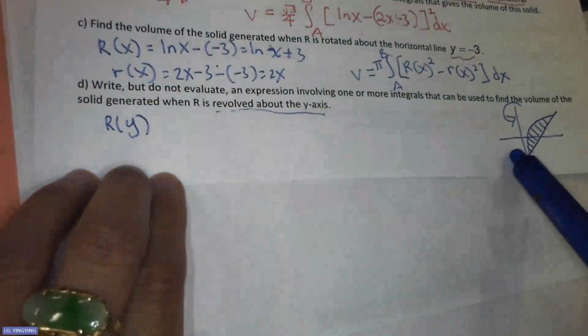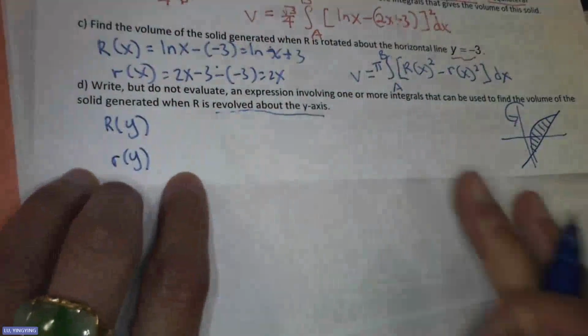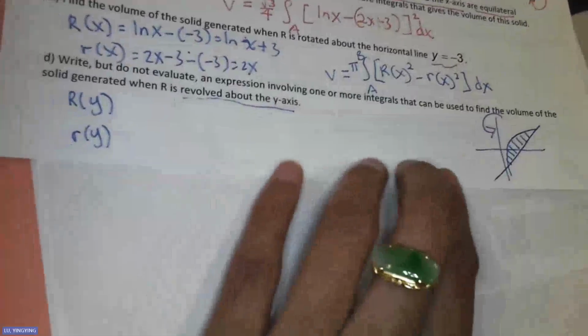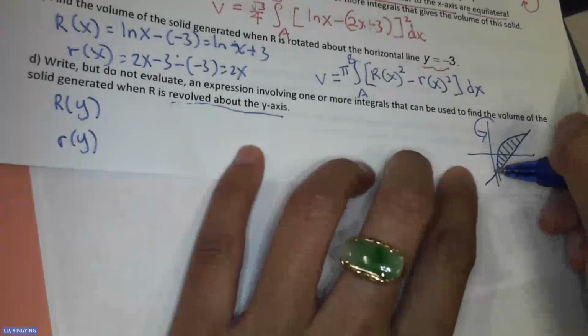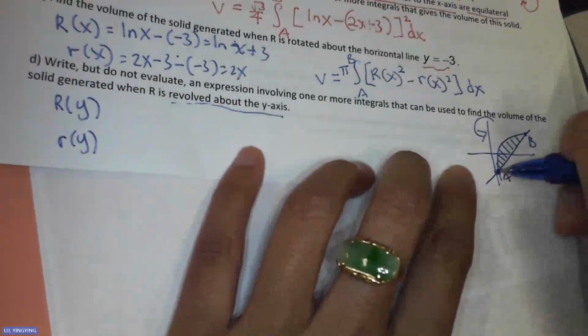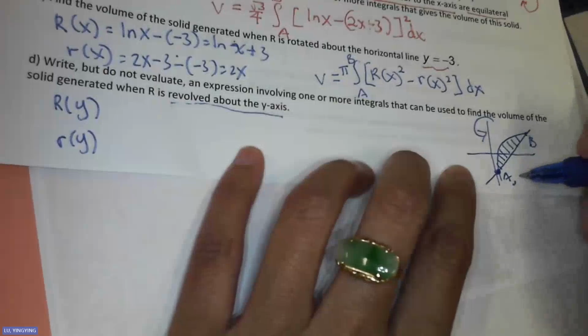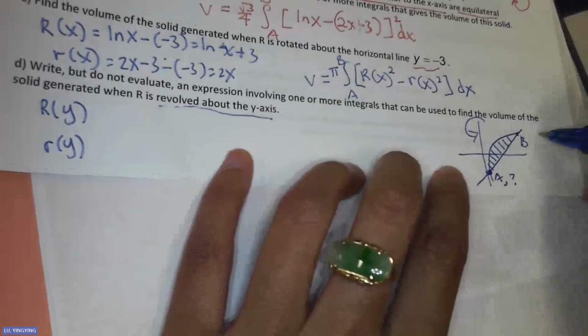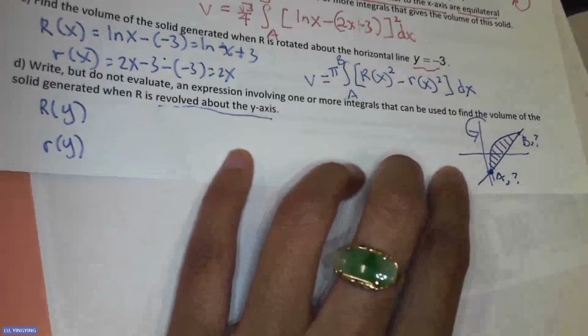That means we need the big R of y. Is this a washer still? It's a washer. So we need a small r of y as well. Can you find those? And not only that, guys, we need this a value and this b value. We cannot use those. We need to use the y value of a, the y value of b. How do we find that?